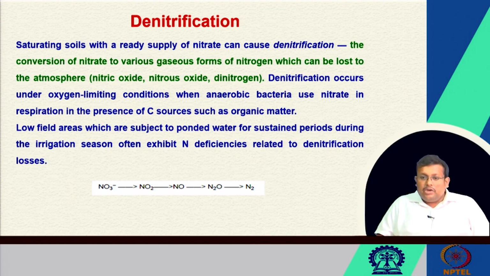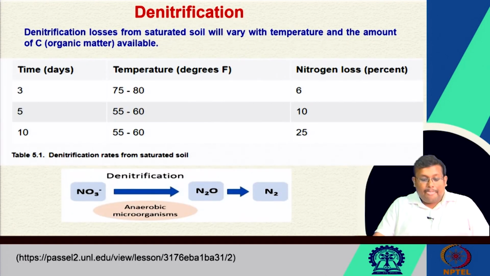So, of course, when there is a low-lying soil area which is saturated with water or ponded water, that will create anaerobic condition, and in this anaerobic condition there will be conversion of nitrate to nitrogen gas. So, here you can see first nitrate will convert into nitrogen dioxide, then nitric oxide, then nitrous oxide, and finally to nitrogen gas, and ultimately they will be released back to the atmosphere. So, this is the denitrification process.